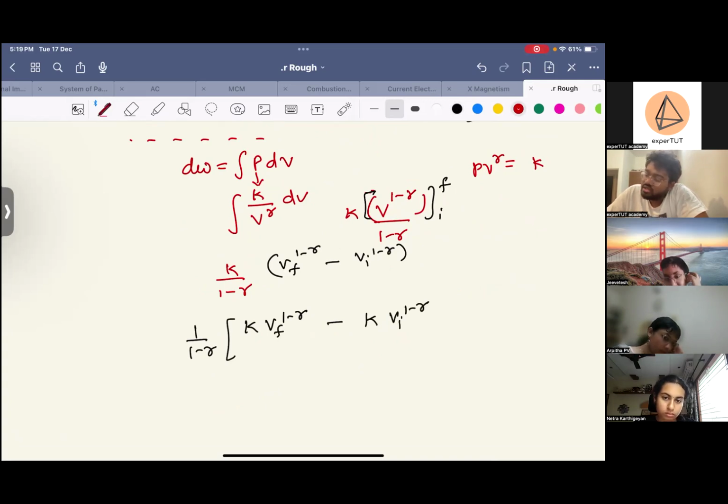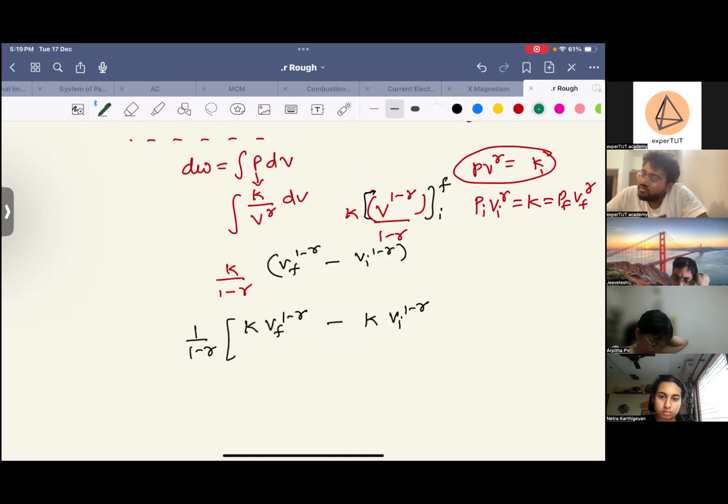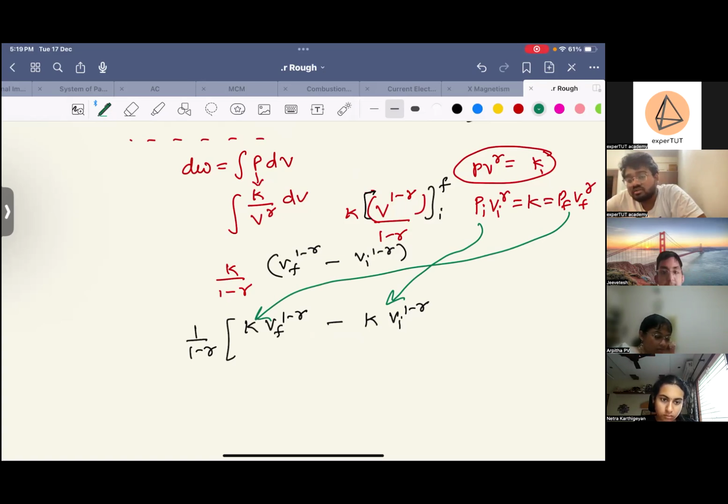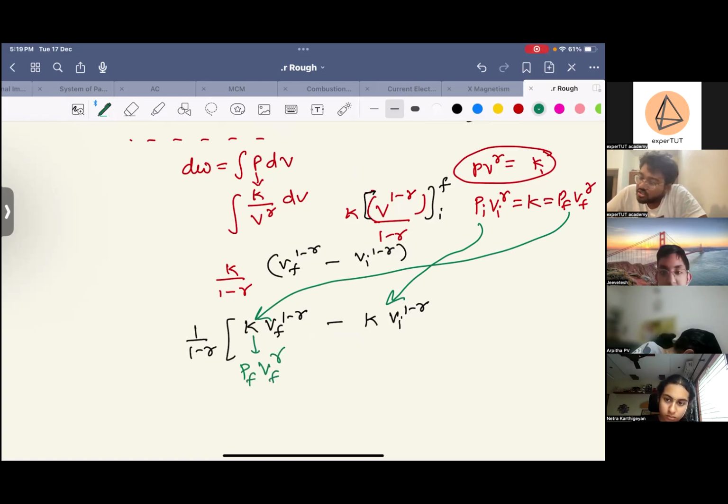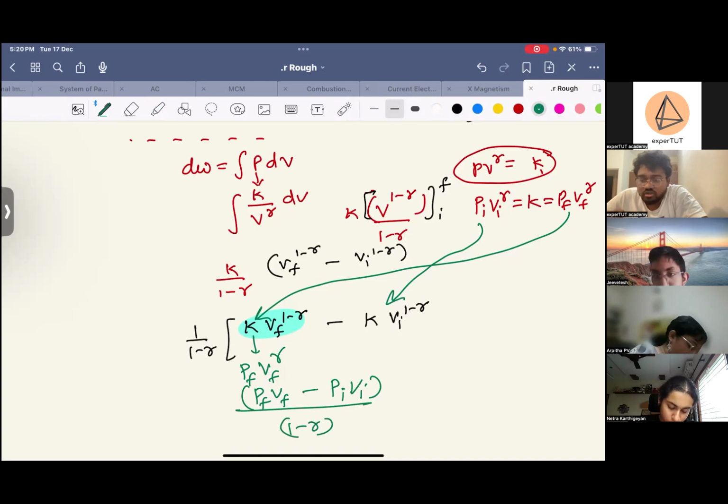Okay. Now what is K? K is a constant, right? So if it is Pi Vi raised to gamma, that is also equal to K, and Pf Vf raised to gamma, that is also equal to K, right? So I will put this one here and this one here. So that first K is Pf Vf raised to gamma. So Pf into Vf raised to gamma into Vf raised to 1 minus gamma. That will be Vf raised to 1, because powers of V will be added. Gamma plus 1 minus gamma is how much? 1. So this whole thing is just PfVf minus PiVi. Yes or no? Divide by 1 minus gamma. Understood? This can also be written very simply as delta PV by 1 minus gamma.